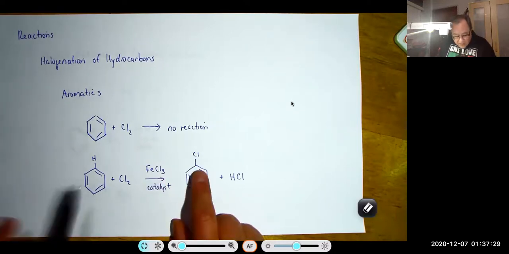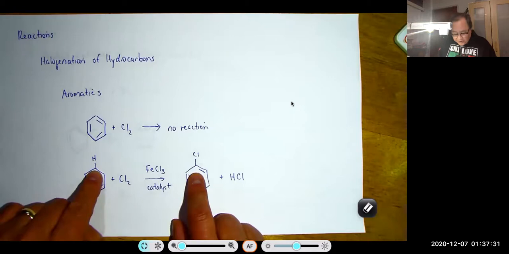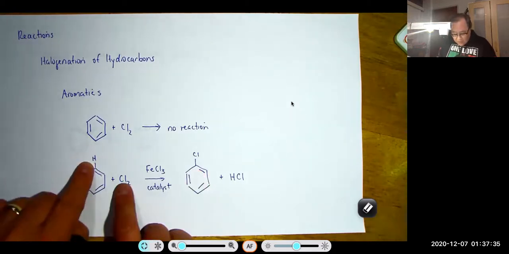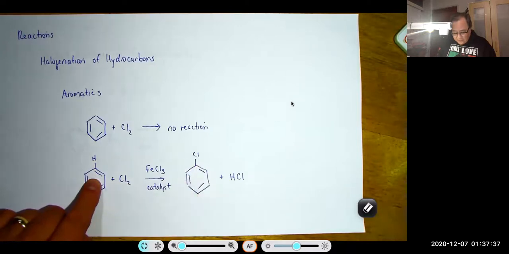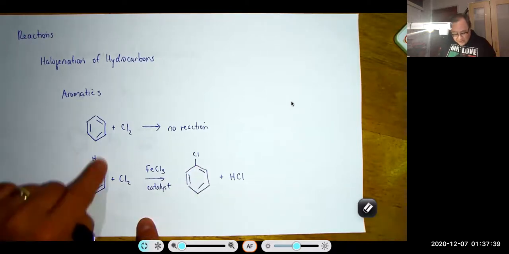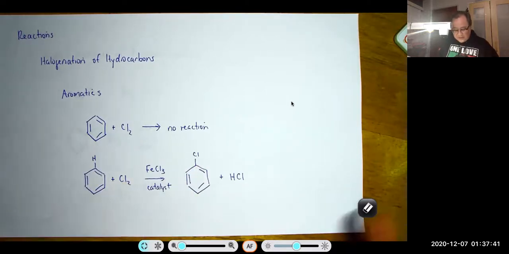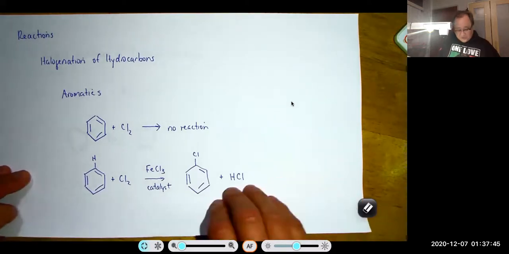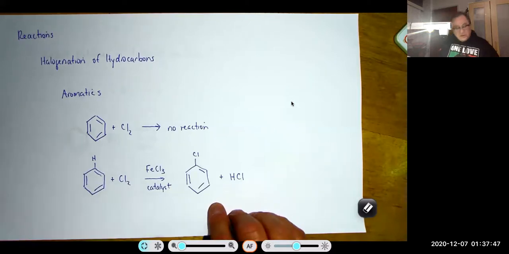And I drew the hydrogen here so that you can see that the hydrogen gets pulled off and one of the chlorines gets attached. So what happens to that hydrogen? It attaches to the chlorine and you get HCl. So this is halogenation of hydrocarbons. And this is something that usually also takes heat.